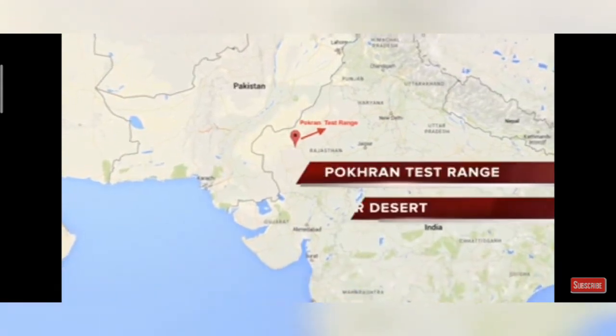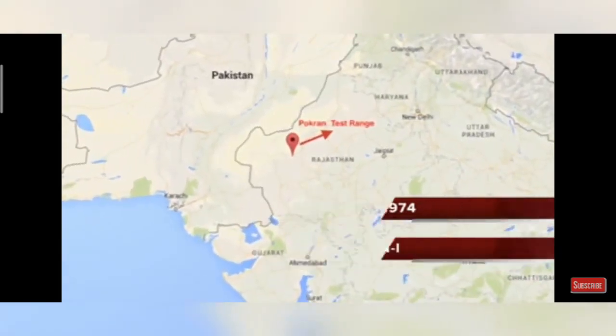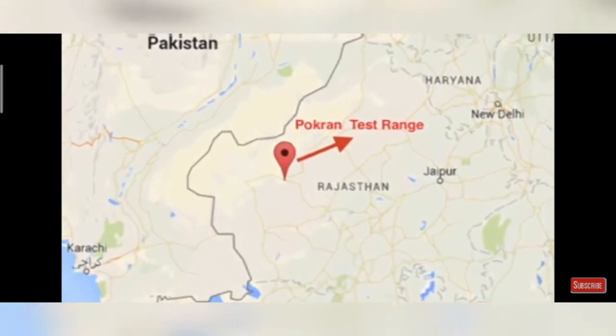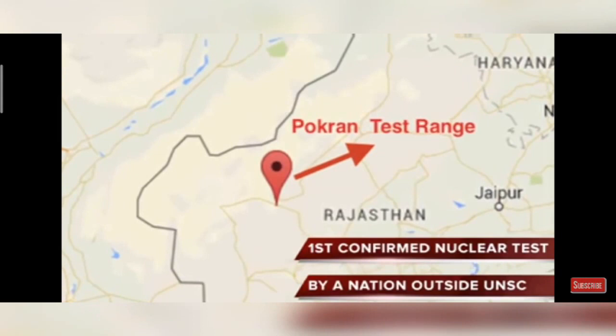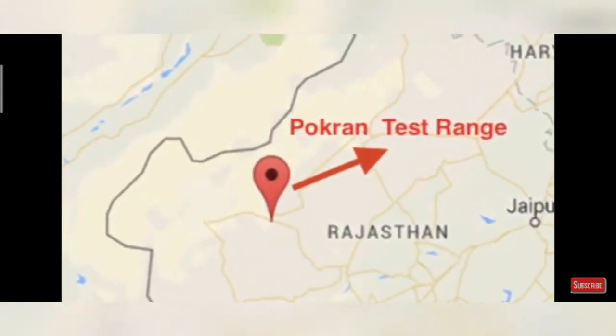The bomb was detonated in the Army base, Pokhran Test Range in Thar Desert in Rajasthan on May 18, 1974, and hence is called Pokhran 1. The assigned code name of India's first nuclear bomb explosion was Smiling Buddha. Pokhran 1 was the first confirmed nuclear test by a nation outside the 5 permanent members of the United Nations Security Council.